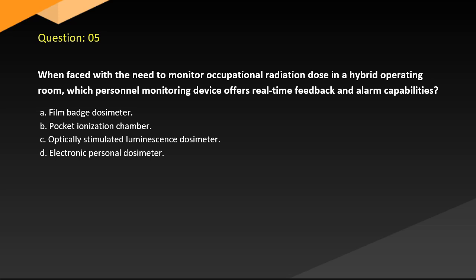Question 5. When faced with the need to monitor occupational radiation dose in a hybrid operating room, which personnel monitoring device offers real-time feedback and alarm capabilities? A. Film badge dosimeter. B. Pocket ionization chamber. C. Optically stimulated luminescence dosimeter. D. Electronic personal dosimeter.